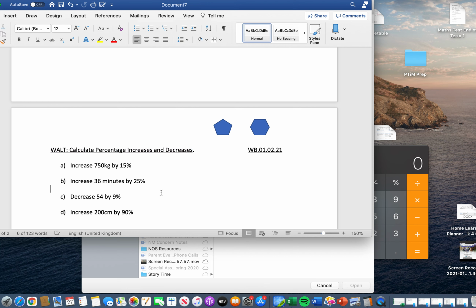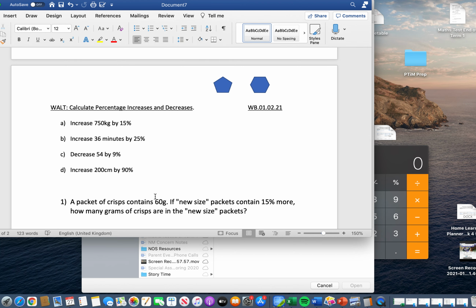I've got an example page here. This is the hexagons and pentagons work. This is not the exact work you're doing, but these problems, A, B, C, and D, are extremely similar to the problems that you're going to be given. There's also a word problem here, which is extremely similar to some of the word problems you're going to be given. I'm going to go step by step explaining how to solve these, and then you can use the same strategy, the same methodology on the ones on your sheet.